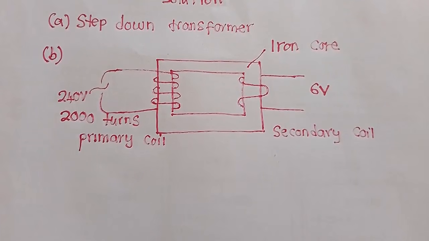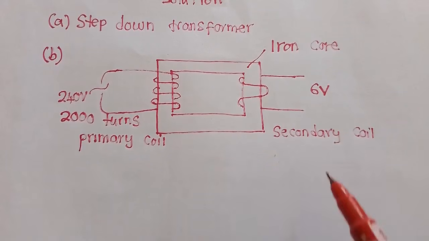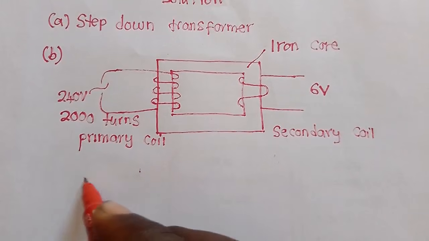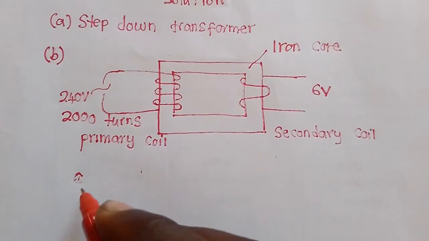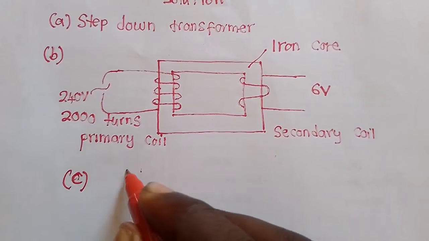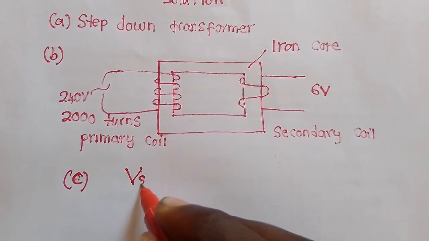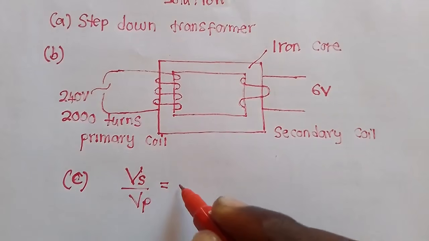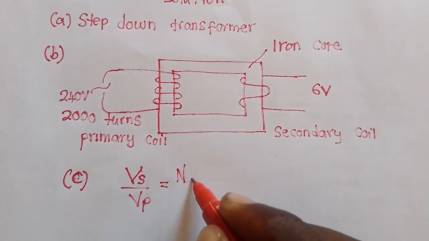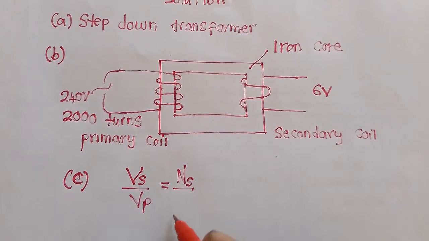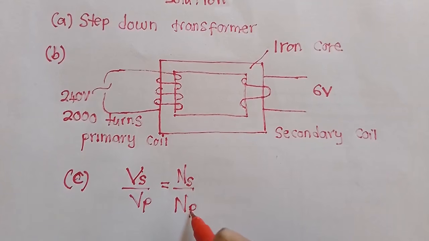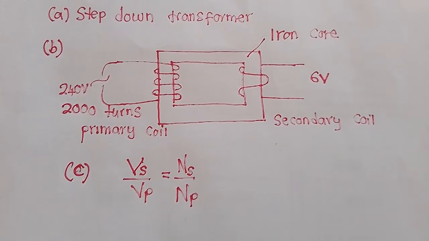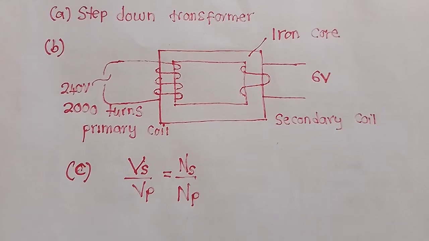So how are we going to find the number of turns in the secondary? We use this formula for question C. We say voltage in the secondary over voltage in the primary is equal to number of turns in the secondary over number of turns in the primary. This is the formula that we are going to use.